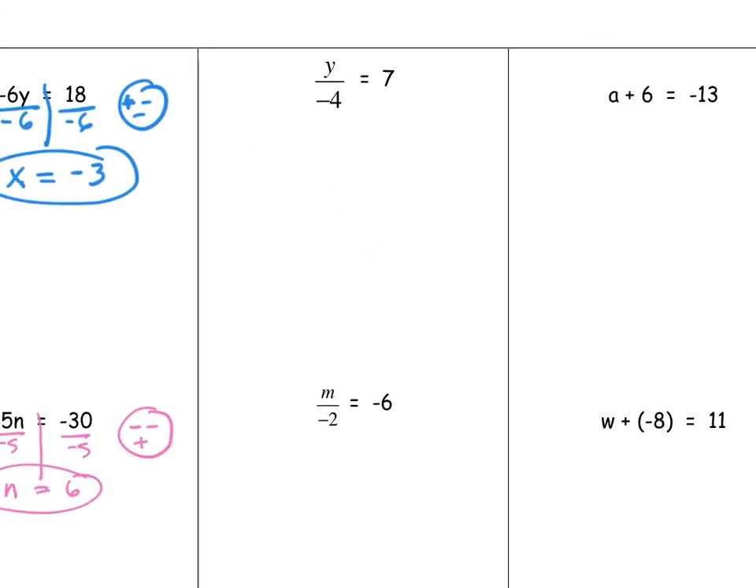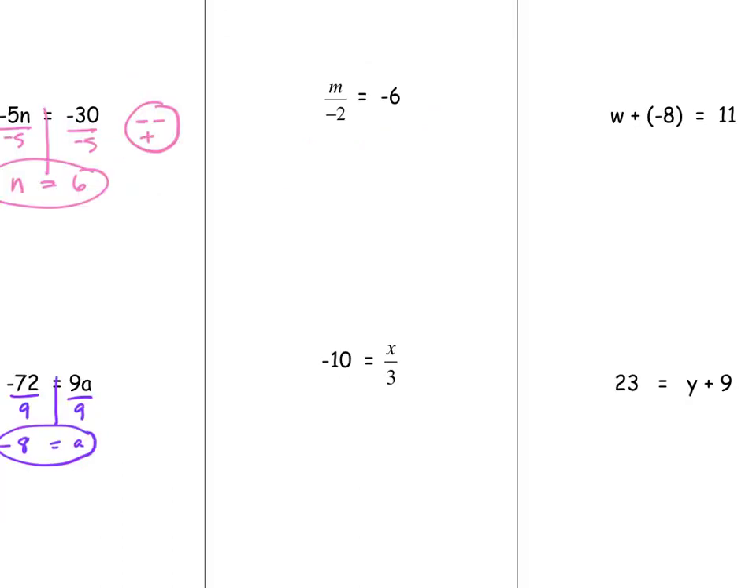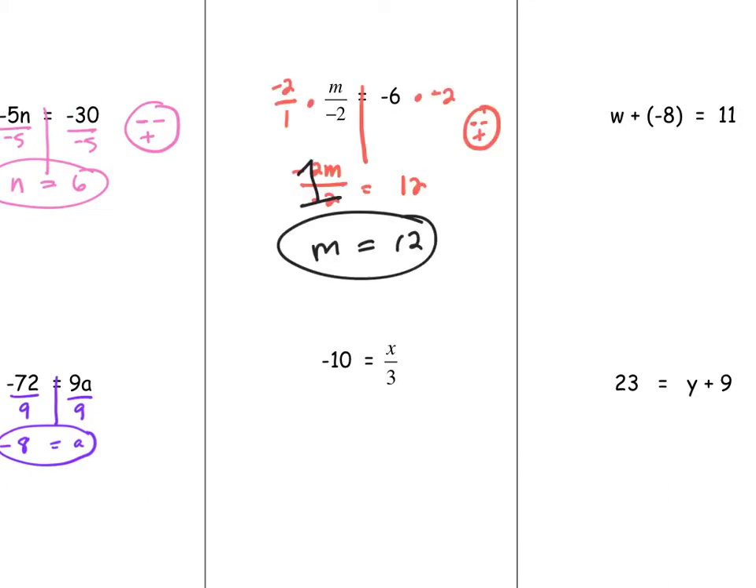What is the answer to this equation? The answer is y equals -28. We have to be careful that we multiply. If we're given a negative, we multiply by a negative on both sides. Let's go to the next equation. The solution is m equals 12.